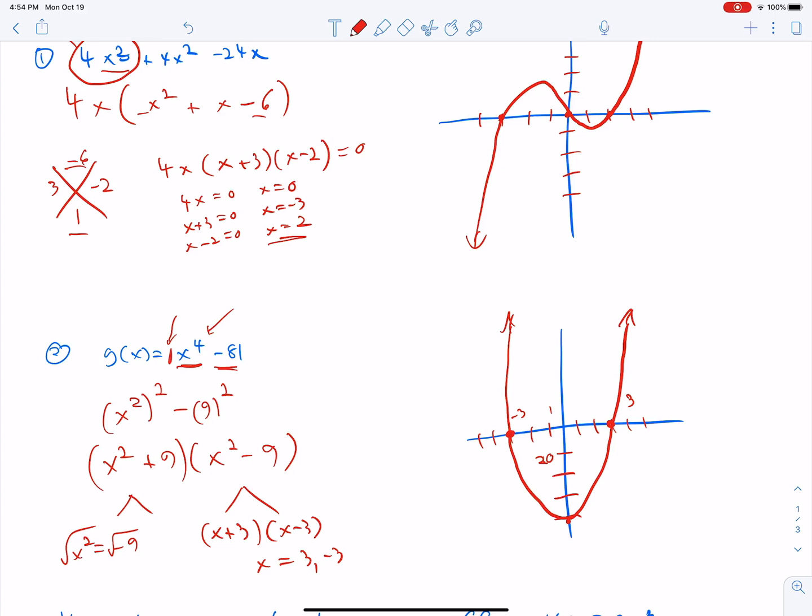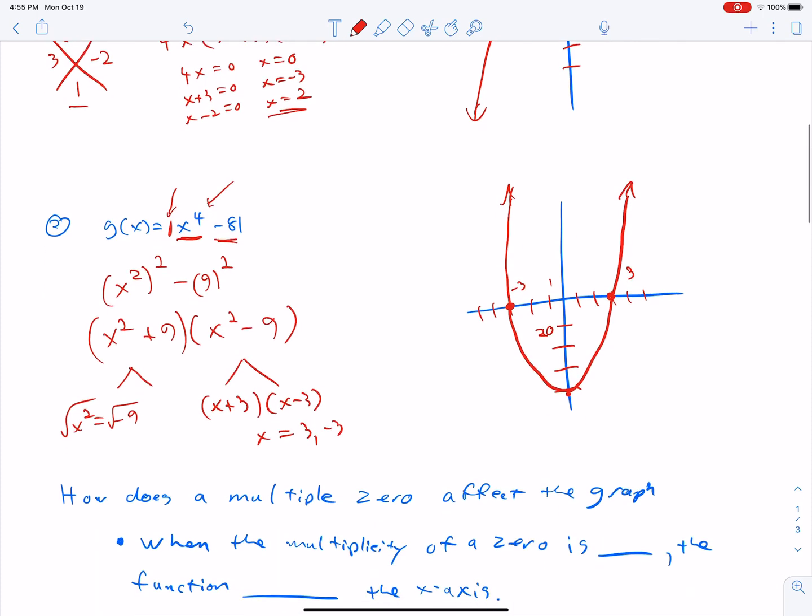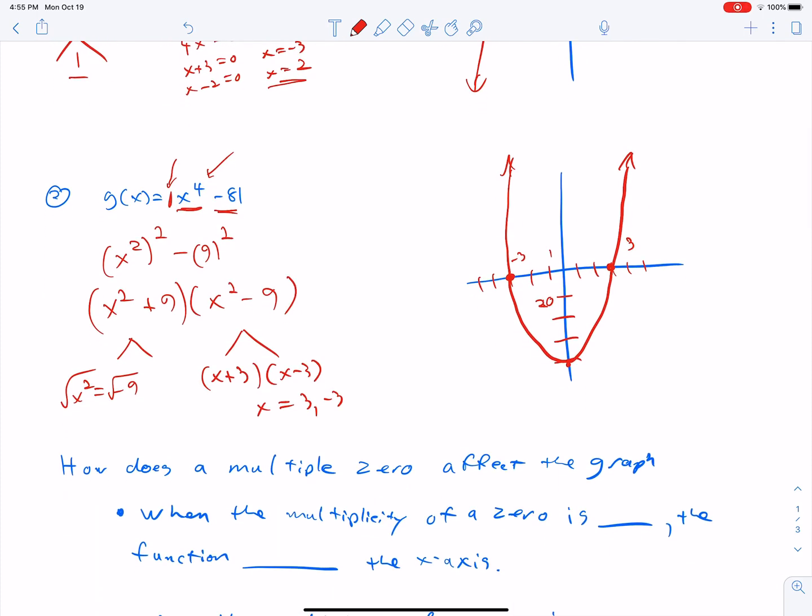So see, by factoring, whether we're using our identities or our old factoring tools, we're able to find the x-intercepts, which tell us the zeros that we're going to be graphing. So here's a new element to this, though. How does a multiple zero affect the graph? What we mean by a multiple zero is what happens when we factor this and we end up with something that looks like x minus 2 squared or x minus 1 cubed. If that's one of the zeros, how does that affect the graph?